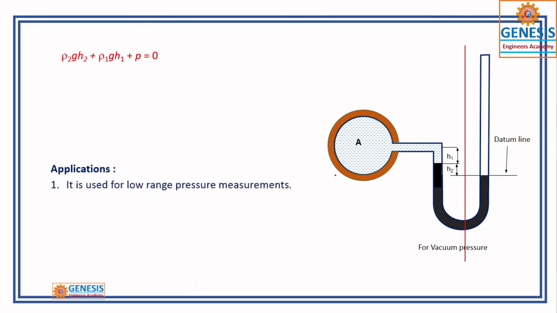So these are used for low range pressure measurements. If the pressure is too high, the liquid, that is mercury, will flow out. Why? Because this is open to the atmosphere, an open end. If the pressures are more, then you cannot measure any value of the pressure of the fluid flowing through this pipe. That is why it is for low range pressure measurements only.